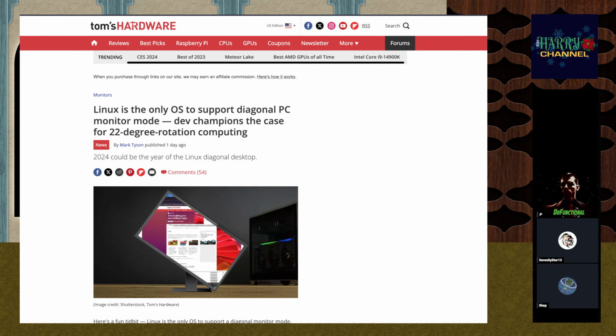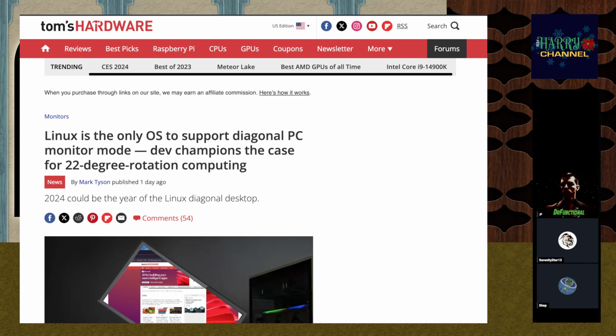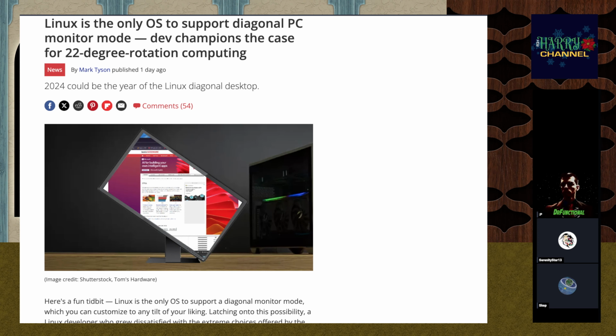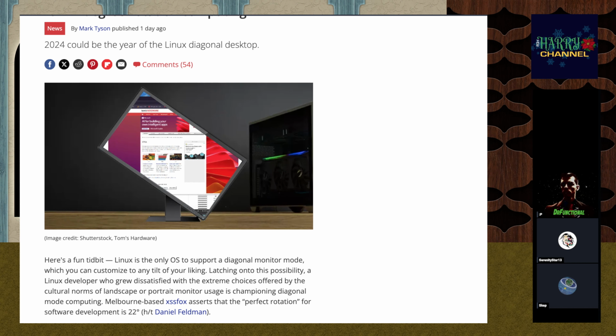Linux is the only OS to support diagonal PC monitor mode. Dev champions the case for 22-degree rotation computing. Why? I don't know. Because you can have a longer line in the middle of the page. Would this make your gaming better? No, it would give me a headache. It's kind of like we're starting to go back to weird things, because people are watching stuff on their phones.